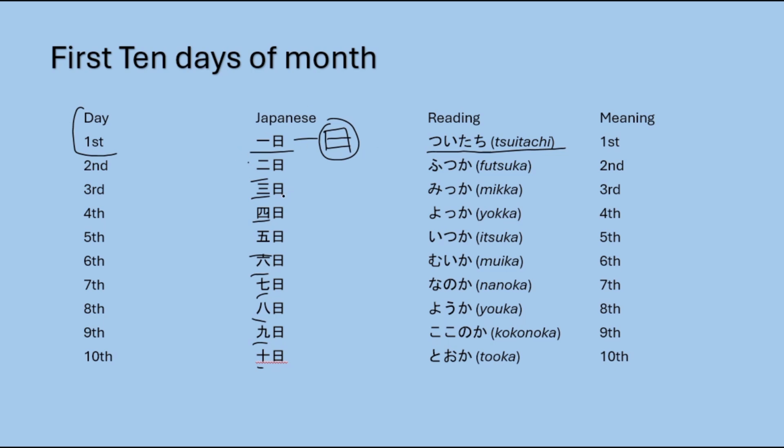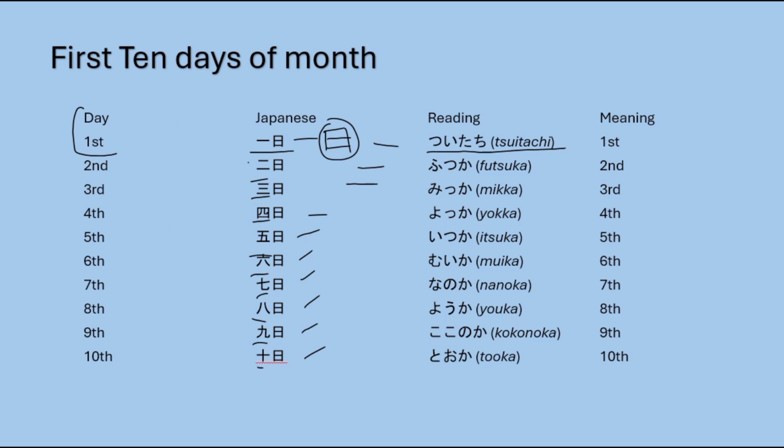So let's practice them one more time. Tsuitachi, Futsuka, Mikka, Yokka, Itsuka, Muika, Nanoka, Yoka, Kokonoka, Toka. So these are the first 10 days of the month in Japanese.